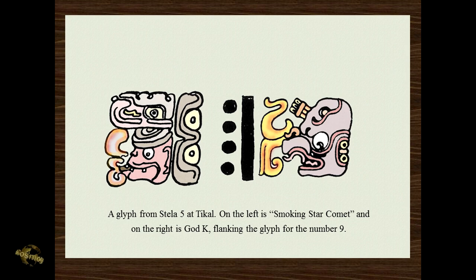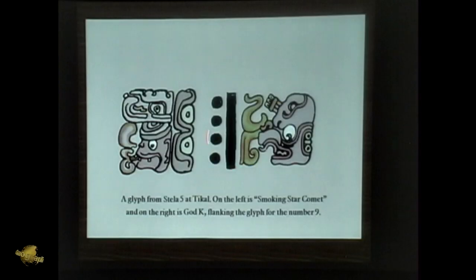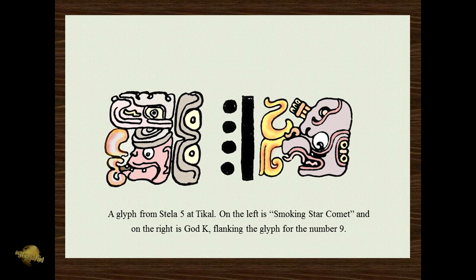Now, here's a glyph from Stela 5 at Tikal. But that's a number 9, isn't it? Yes, this is the number 9. Right there it says, flanking the glyph for the number 9. Now notice on the left is the glyph for Smoking Star Comet, and on the right is God K. Now this is important that these two symbols are juxtaposed together, that we see God K explicitly associated with their glyph for comet or smoking star.